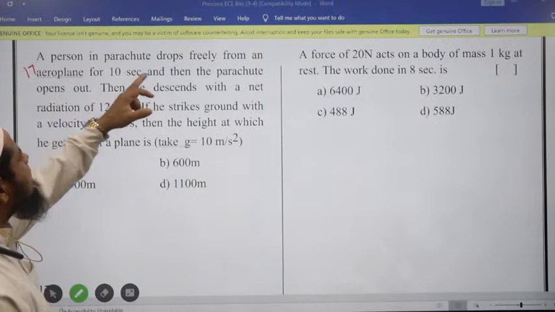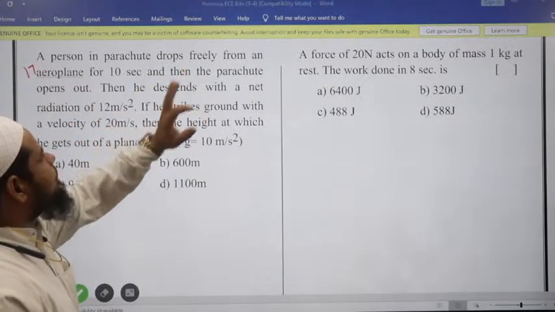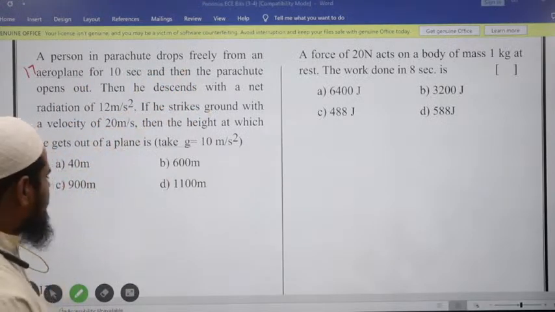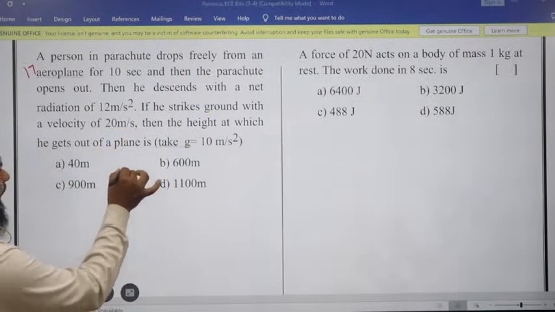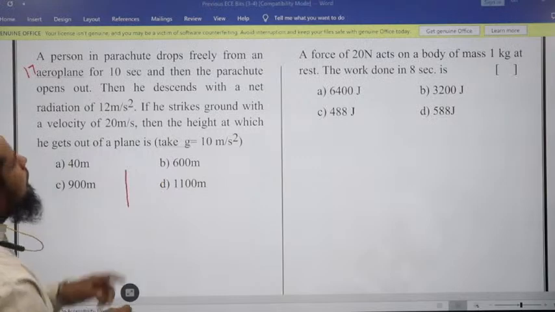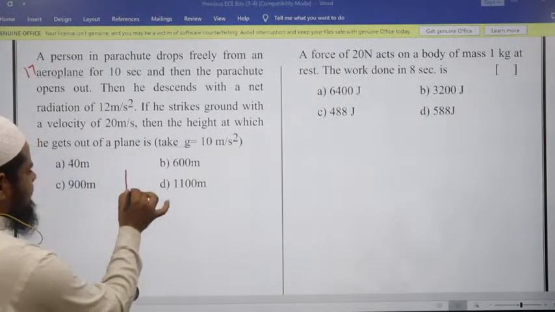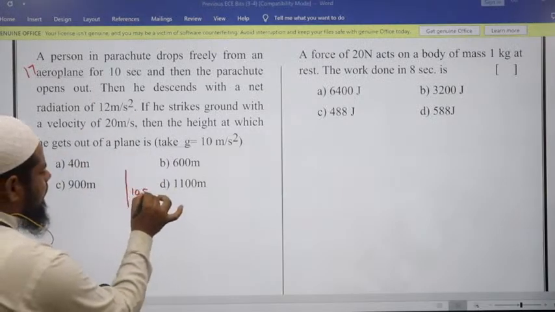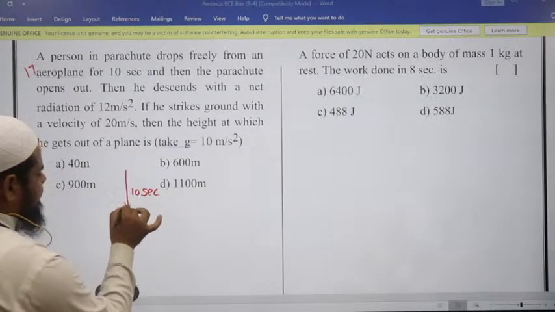A person in a parachute drops freely from an aeroplane. So a person is dropping, falling, from an aeroplane for 10 seconds. How much time? He drops for 10 seconds.